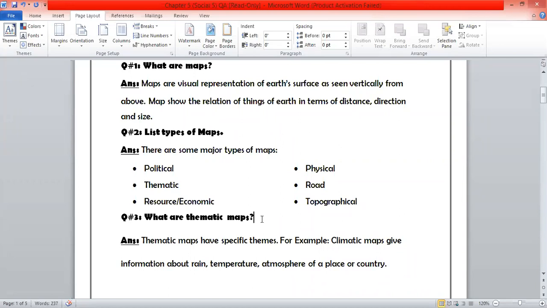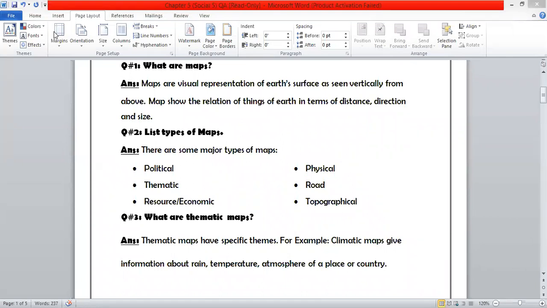The answer for question number three is on the screen. Thematic maps have specific themes. For example, climatic maps give information about rain, temperature, and atmosphere of a place or country. So thematic maps have some special or specific themes, on which they are formed.